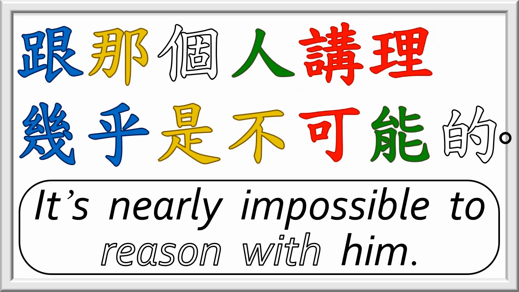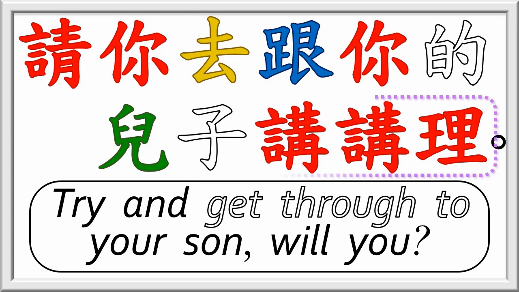跟那个人讲理几乎是不可能的。It's nearly impossible to reason with him. 请你去跟你的儿子讲讲理。Try and get through to your son, will you? The verb 理解 literally means to break apart those stratified layers. In other words, to comprehend each piece of the whole.